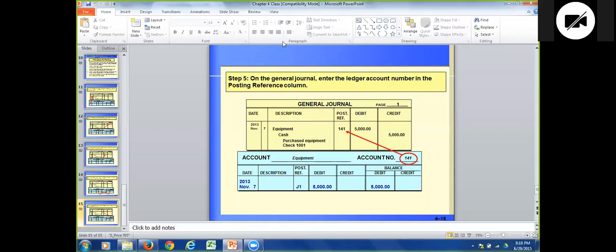Cash you would post as well. You post that to the general ledger for cash as well. This is just showing the equipment. It's just giving you an example, but you post for cash as well. You take that $5,000 credit and you make a $5,000 credit entry to the ledger on cash.